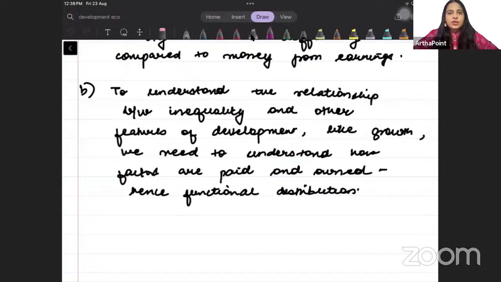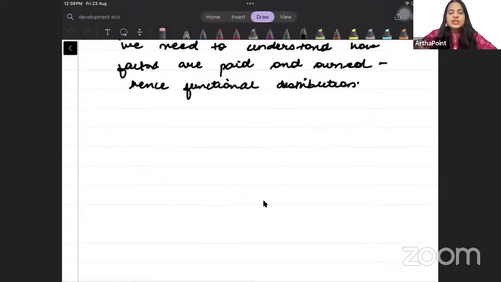Hi, good afternoon, everyone. In the last class, we started talking about economic inequality. Today, I'm going to continue with economic inequality, and I'm going to talk about the different principles of economic inequality and how to measure economic inequality.